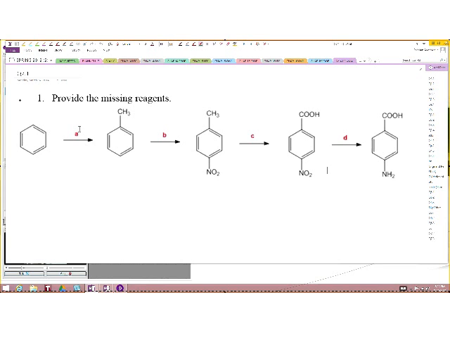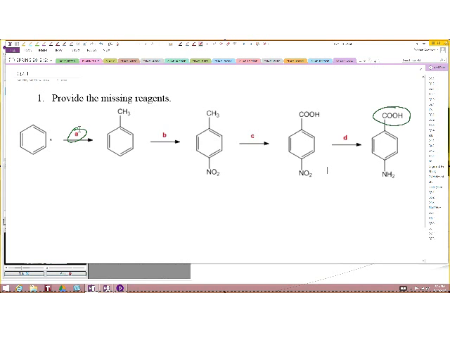I'm assuming that all of you know your reagents by now. We have a series of reactions, and all you have to do is provide the reagents for each transformation. Let us take a look at this one. We want to go from benzene to toluene, or methylbenzene. Keep in mind that in this sequence of reactions, all we want to do is prepare a carboxylic acid.